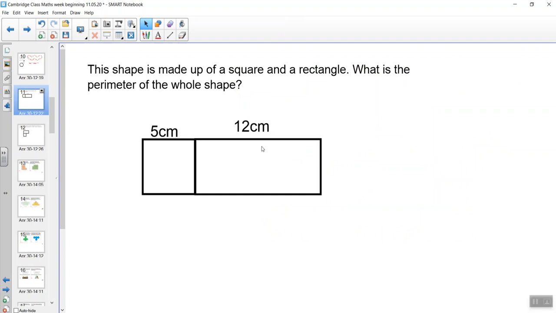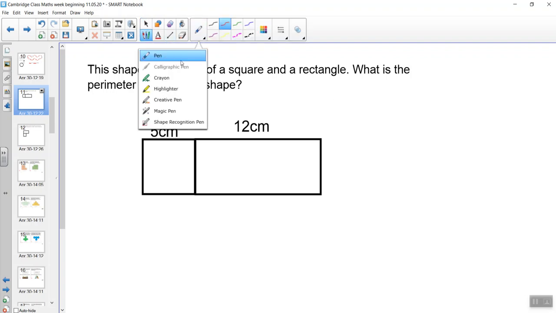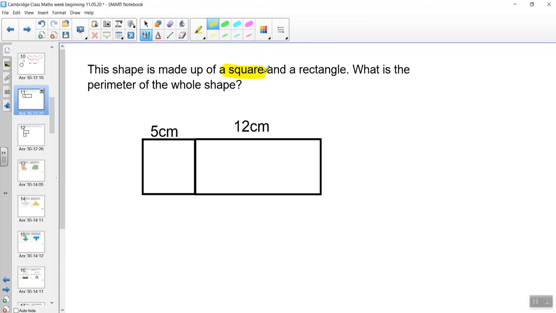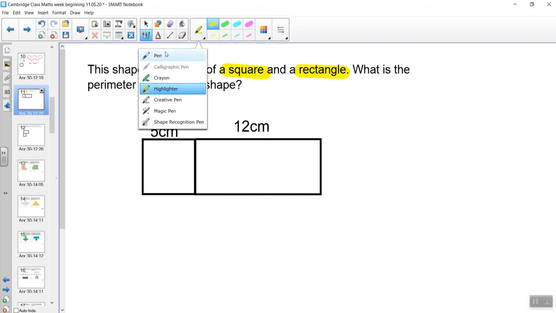Okay, so now we're going to move on to looking at shapes within shapes. And again, when you only get a few measurements in a problem like this, you need to think to yourself, where else do I get some clues about how I can find the other values? So this says, this shape is made up of a square and a rectangle. The fact that we're being told that it's made up of a square is a big clue, and the rectangle is also a clue, but the square is your biggest clue. It says, what is the perimeter of the whole shape?